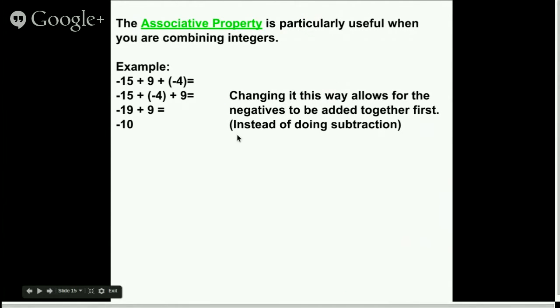And this is important because it gets rid of subtraction. So instead of doing subtraction, you just do addition of negative numbers. And then it's difficult to get the problem wrong unless you are really not paying attention. So instead of doing minus 4, you just do plus a negative 4, and then it doesn't matter where the negative 4 is in there.